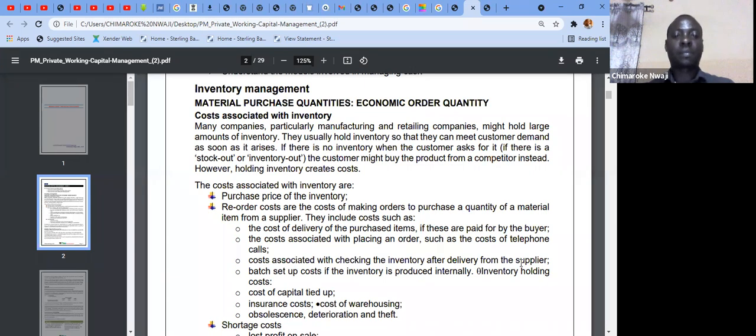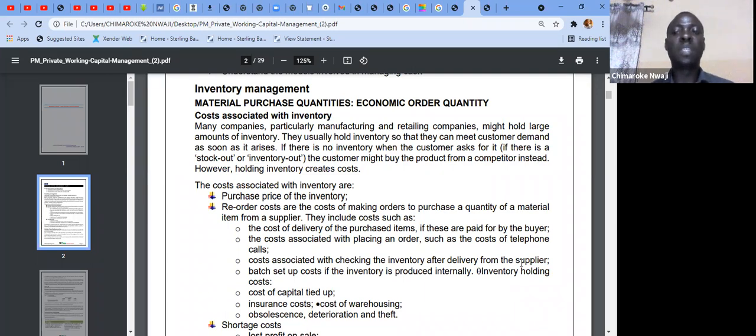Inventory management. Material purchase quantities. Now we're looking at something called the economic order quantity. Many companies, particularly the manufacturing companies and the retailing companies, might hold large amounts of inventory. For example, they may hold large amounts of raw material, large amounts of work in progress, and large amounts of finished goods. Why do they usually hold this large amount of inventory?